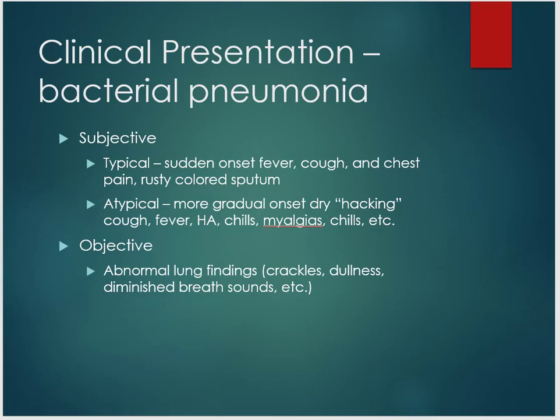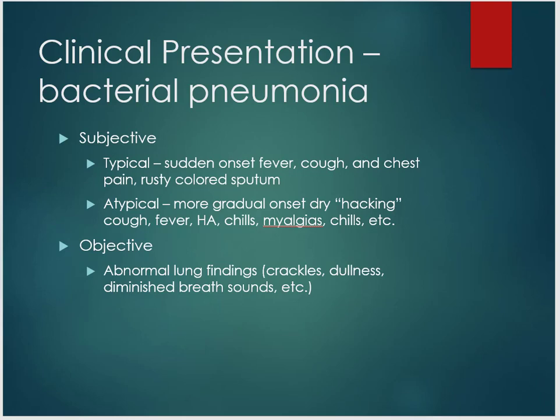Objectively, you're going to note some abnormal lung findings such as crackles, dullness to the lung fields, and diminished breath sounds. These patients are often acutely ill and complain of, as we talked about, that chest pain, and often splint one side of the chest due to that pain.